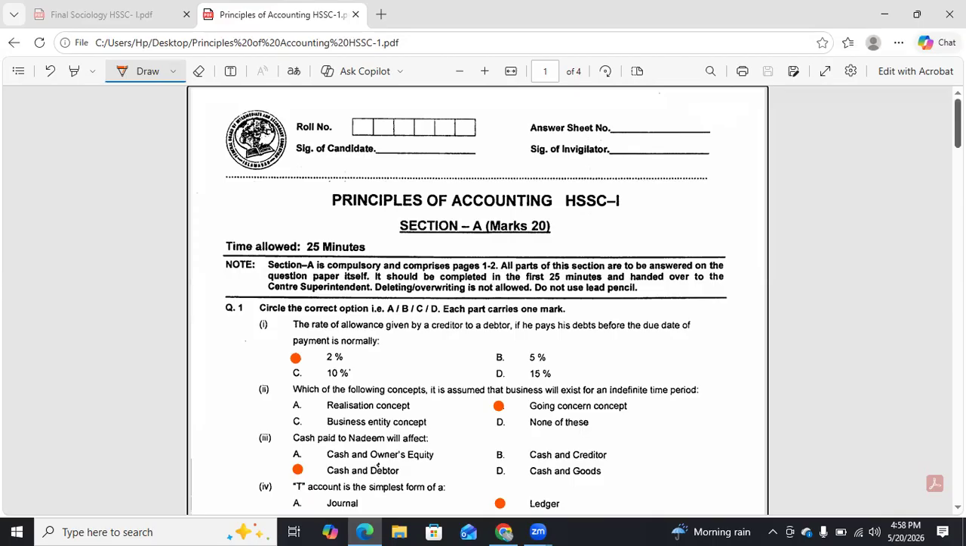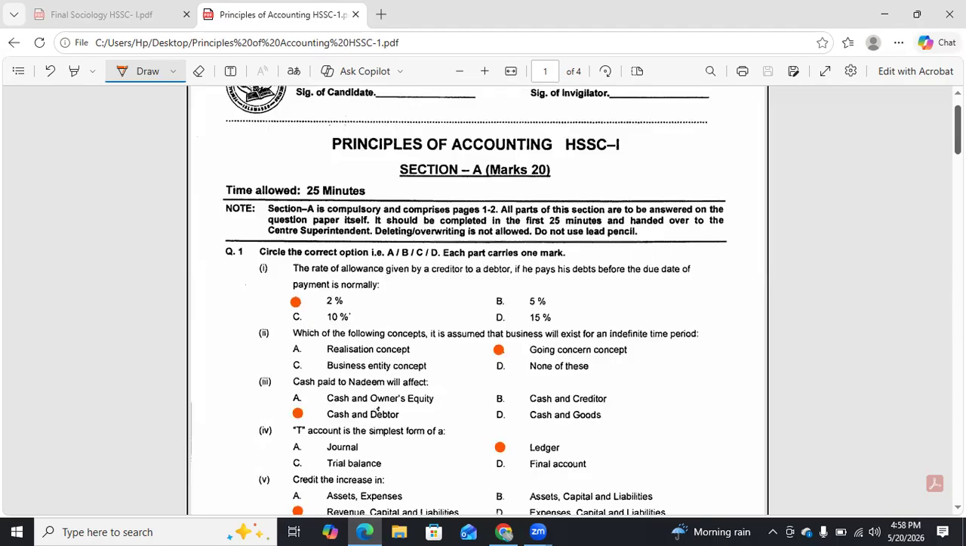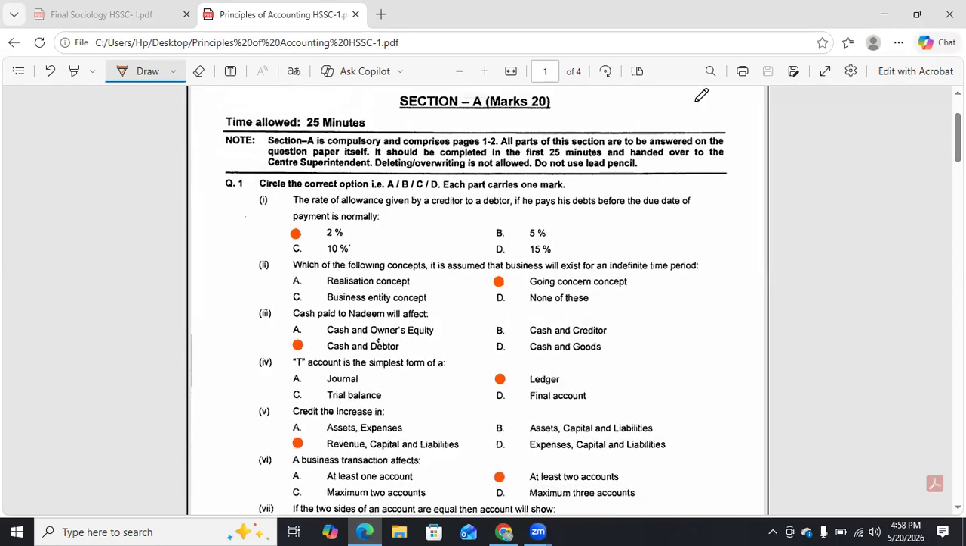Today we will discuss the principles of accounting for first year. We will see the structure of the model paper. In Section A, you will have 20 multiple choice questions. Each multiple choice question carries 1 mark.